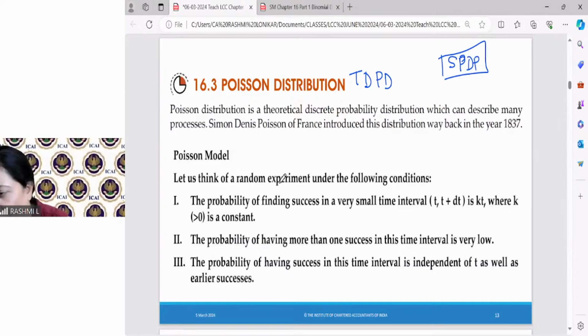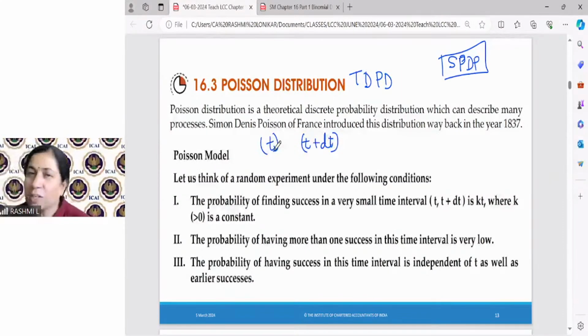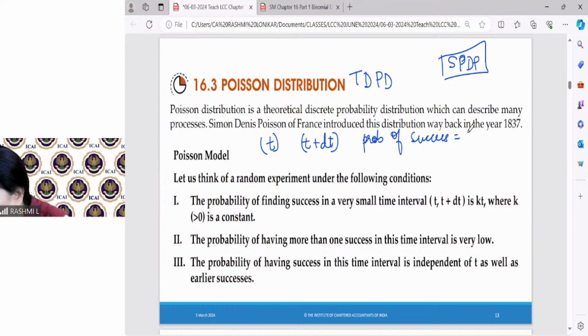Let us think of a random experiment under the following condition. We take a small interval t and t plus dt, as we have done in integration and differentiation. So we take a very small interval of time, t and t plus dt. Now, the probability of success is equal to kt, where k is a constant. Then the probability of having more than one success in this time interval is very low. So what they say is that only one success, that is kt, you can have.